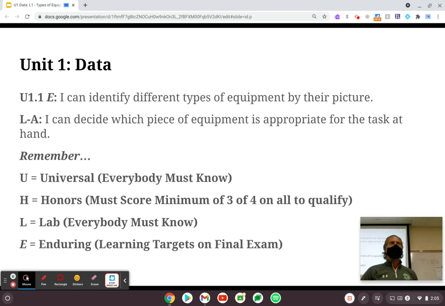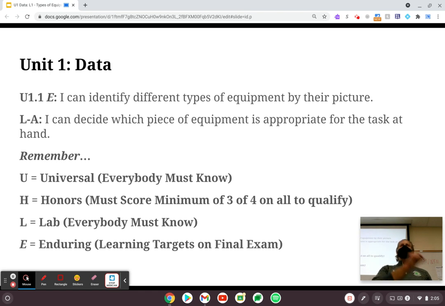First of all, if there is a U in front of a learning target, like in the case of U 1.1e, that U is what we consider a universal learning target. That learning target is something that every student in this class should know. If there is an E at the end of a learning target sequence, so U 1.1e, we call that an enduring learning target. That is a learning target that will show up on the semester exam. Okay.